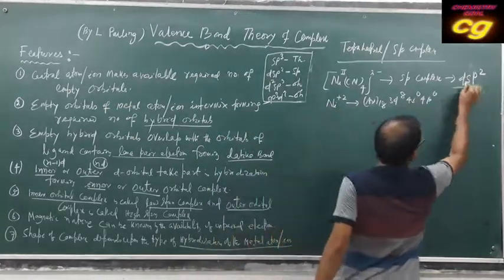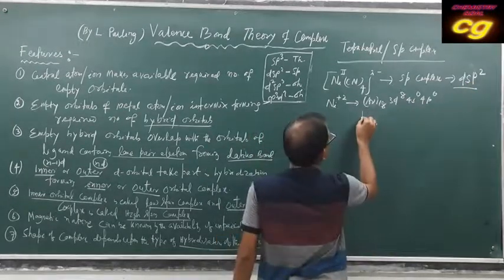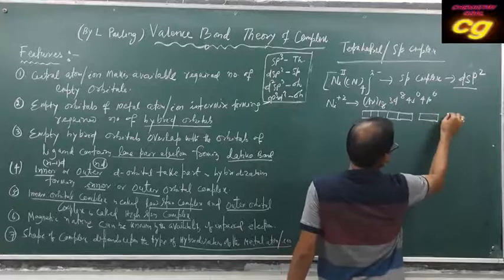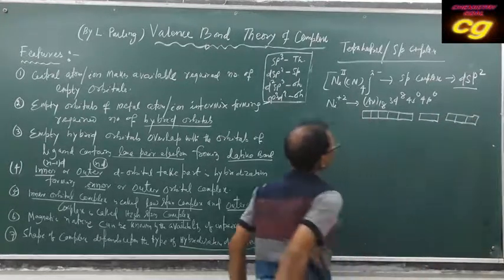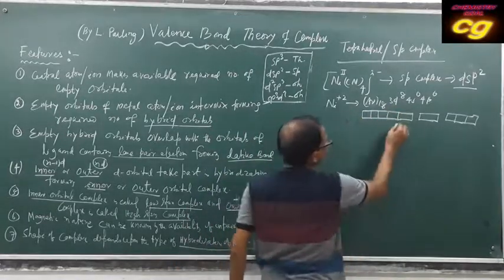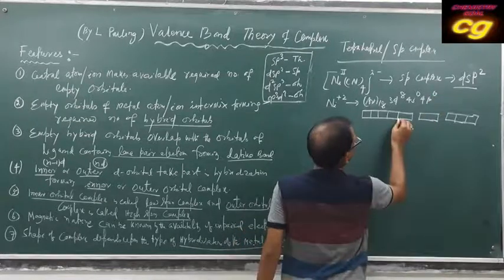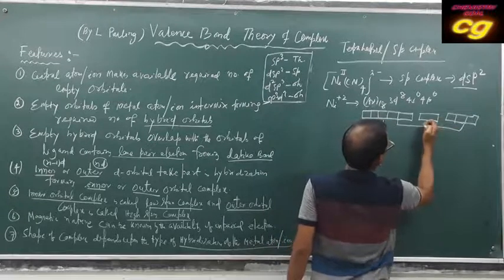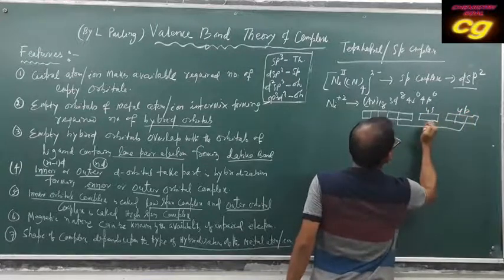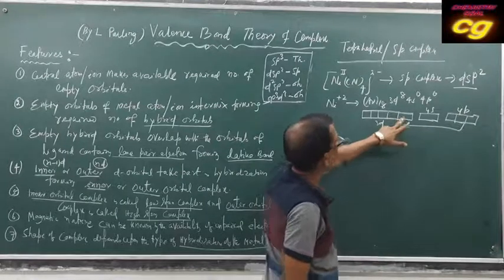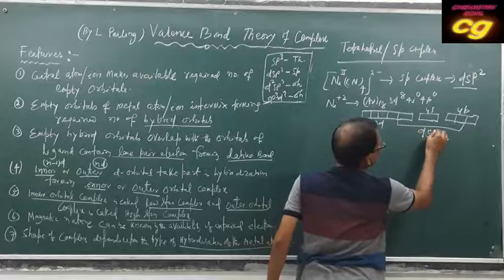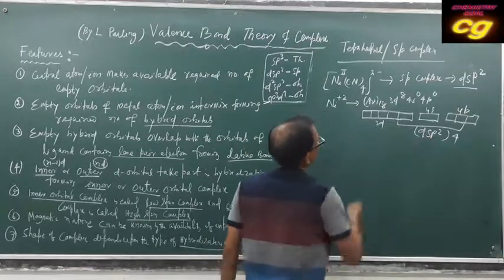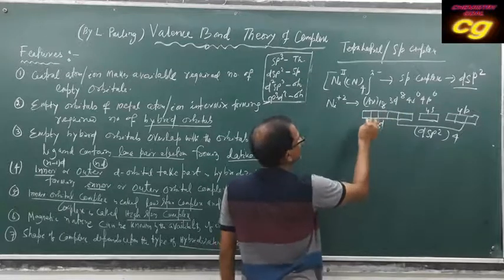Which orbitals take part in hybridization? 1 d, 1 s and 2 p. P has 3 orbitals, but here 2 are used. As it is dsp2, you write first the 3d, then the 4s and the 4p. This 1 d, 1 s, 2 p form 4 hybrid orbitals, and the remaining 8 electrons are in 4 orbitals, each carrying 2 electrons.